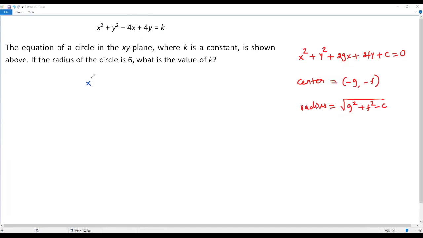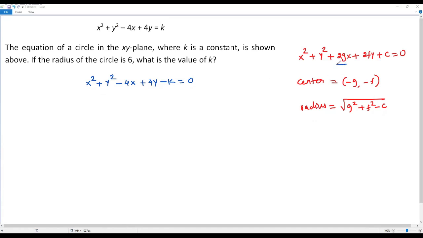Let me do it. Then we get x² + y² − 4x + 4y − k. When I subtract k from both sides, we have −k over here, and on the right side, k − k becomes 0. That is, we get 0 on the right side. Now the given equation of the circle is exactly in this form. To use this formula, we need the values of g and f. We can get them using the coefficients of x and y.